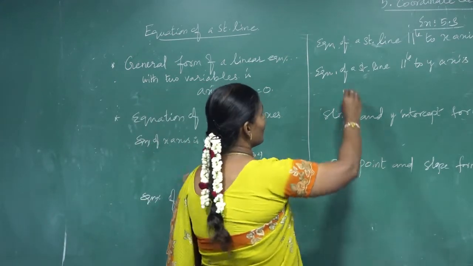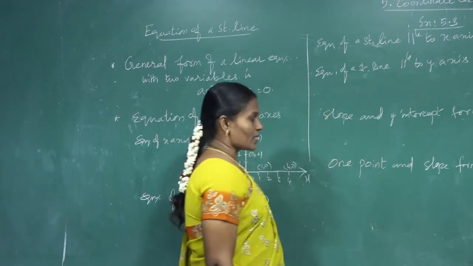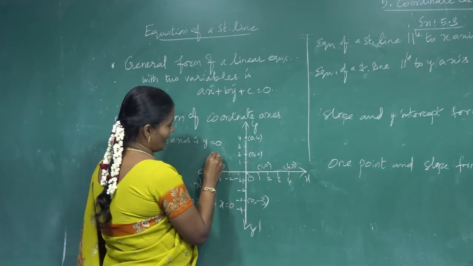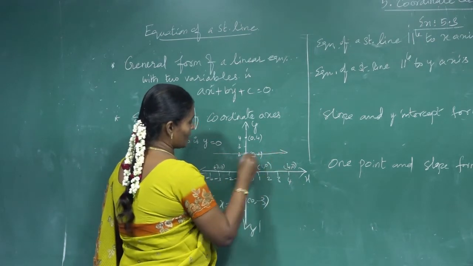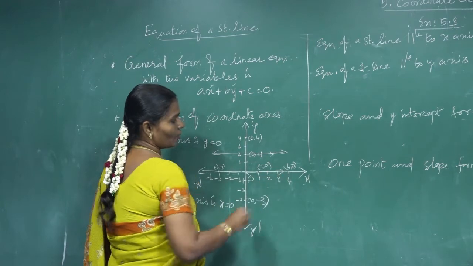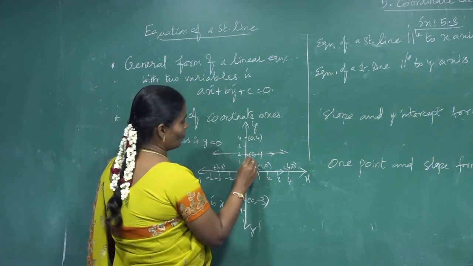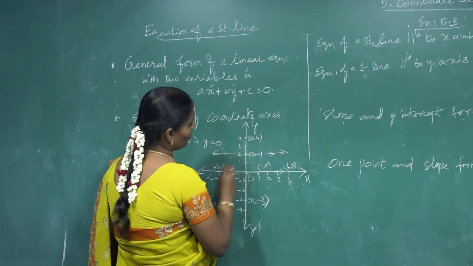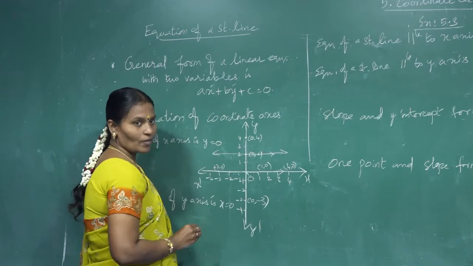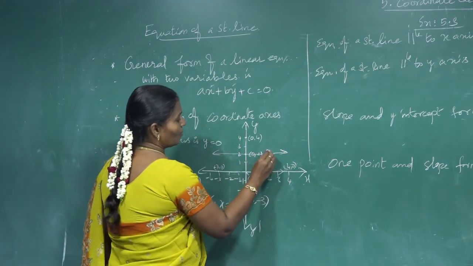Okay. Now see here, equation of a straight line parallel to x-axis. See, this is the x-axis. Now, draw a line parallel to x-axis. See, this line is parallel to x-axis. Here, the y coordinate is 2, the x coordinate is 0. So this is a parallel line.